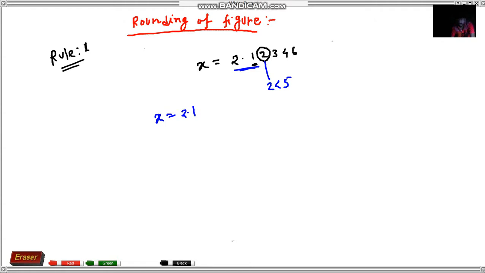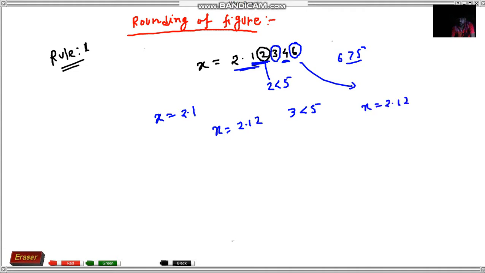Now if I am asked to find the rounding of this number up to 2 decimal places, then we have to look at this number, and in that case x will be 2.12, as here 3 is also less than 5. But if I am asked to round off up to 4 decimal places, then we have to look at this number 6, and this 6 is greater than 5. So in this case x will be 2.1235, because this 4 is increased by 1. So this was rule number 1.